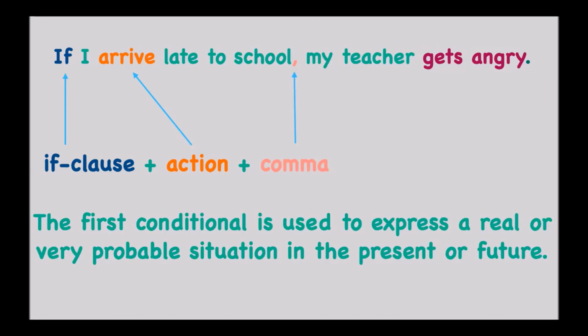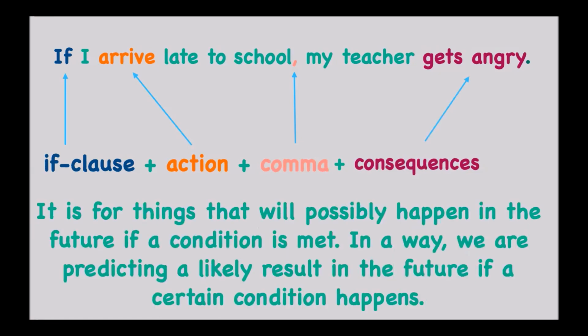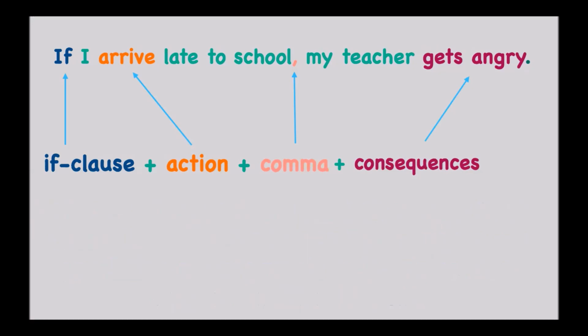Now, let's talk about the consequences. What will happen? It is for things that will possibly happen in the future if a condition is met. In a way, we are predicting a likely result in the future if a certain condition happens. In this situation, my teacher gets angry because I arrived late to school.